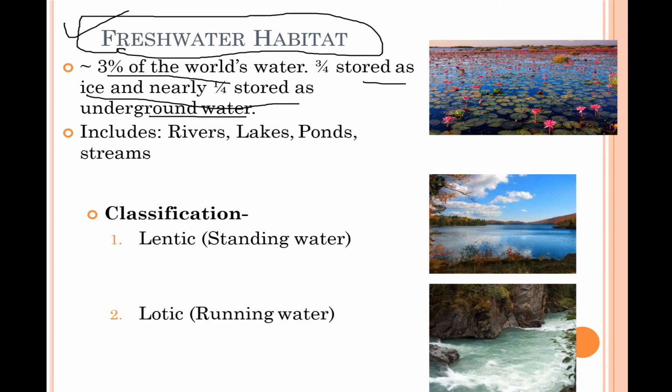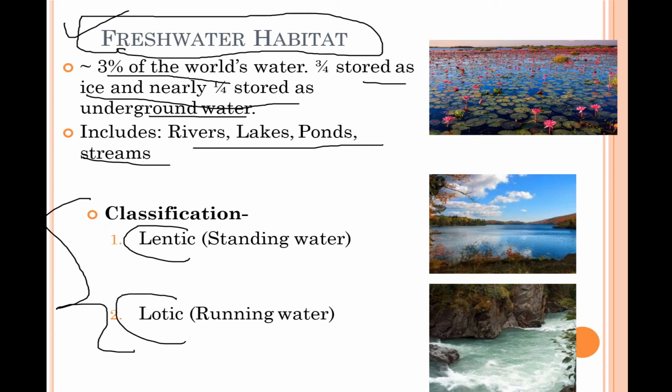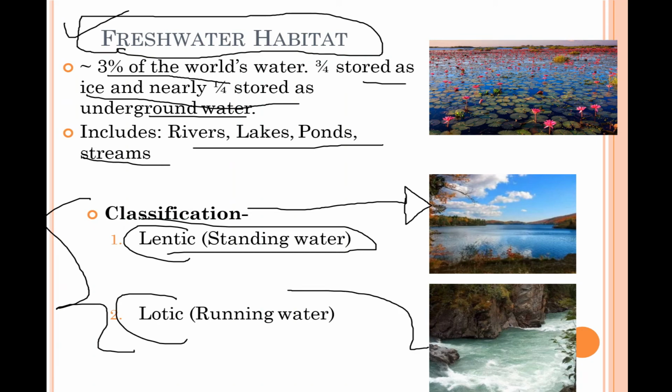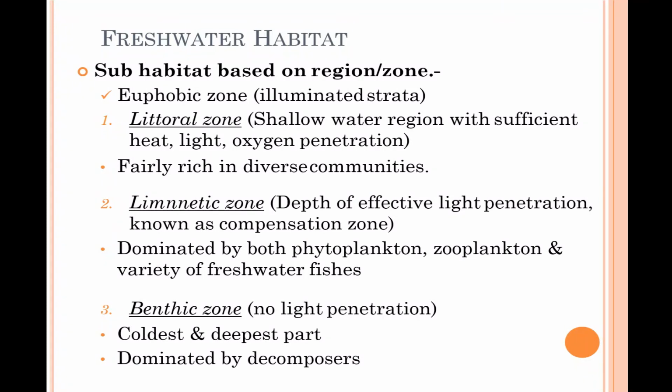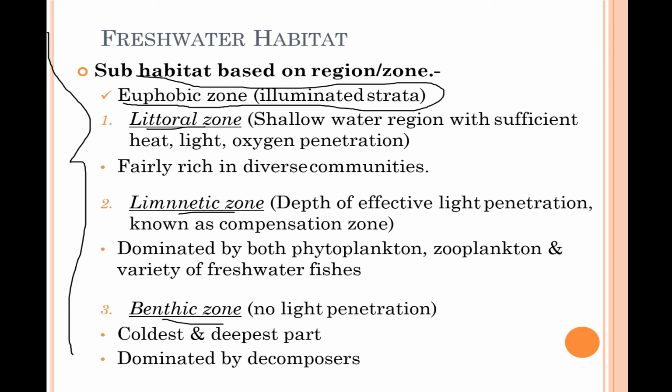These freshwater habitats include rivers, lakes, ponds and streams, and they are classified under two types: lentic and lotic. Lentic is standing water, and lotic is running water. Some of the regions that come under freshwater habitat are the littoral, limnetic and benthic zones. These are subhabitats based on the regions of a sea, river or ocean, and they are illustrated with the help of the euphotic zone.